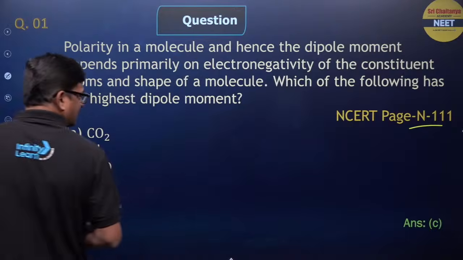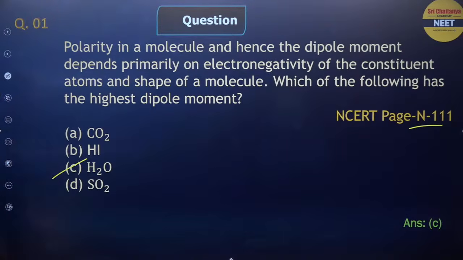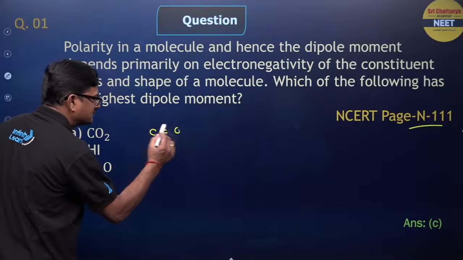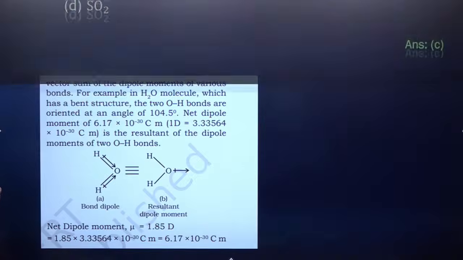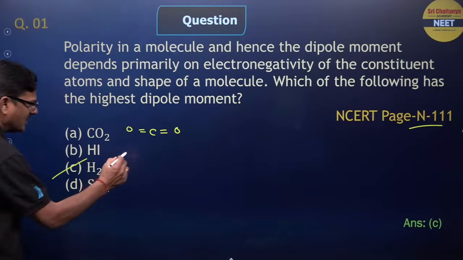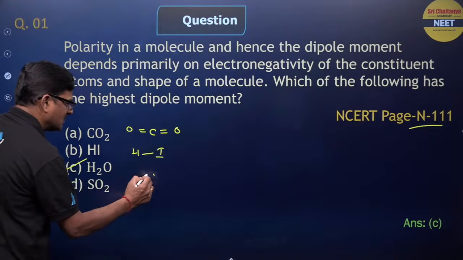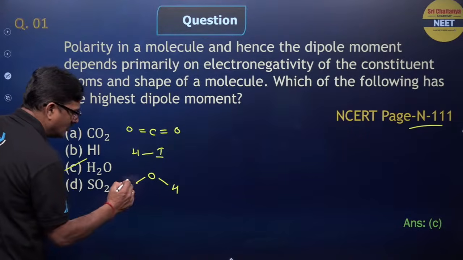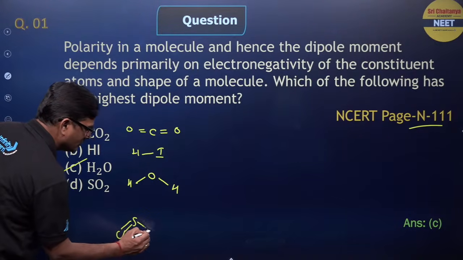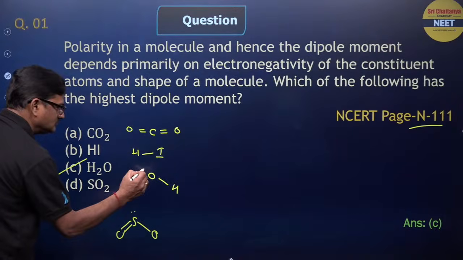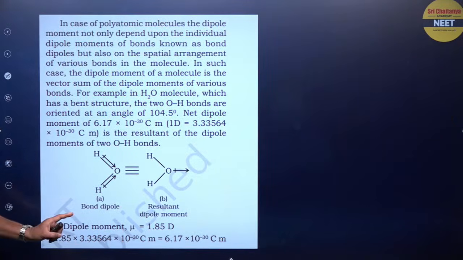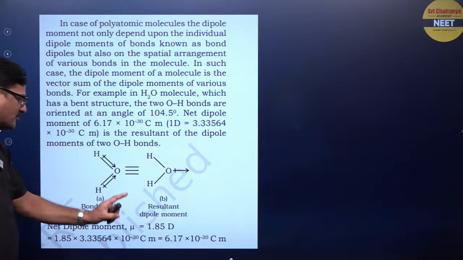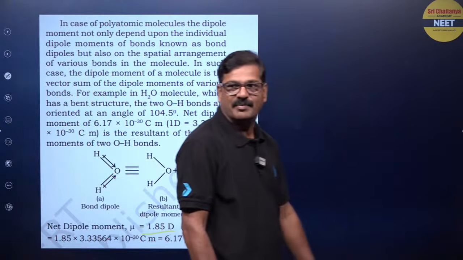Now we can see here it is going to be H2O and CO2 is linear, and when it comes to this linear scenario, you can see H2O and SO2. So the highest dipole moment is attributed to water. So this is how it is shown that it is calculated. Net dipole moment is 1.85 D.